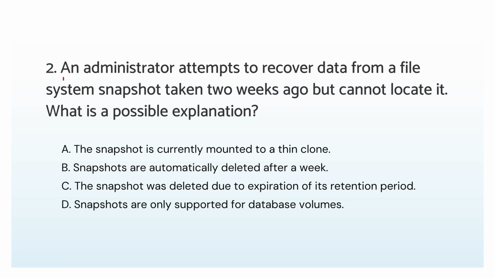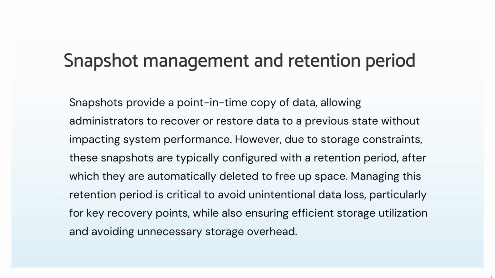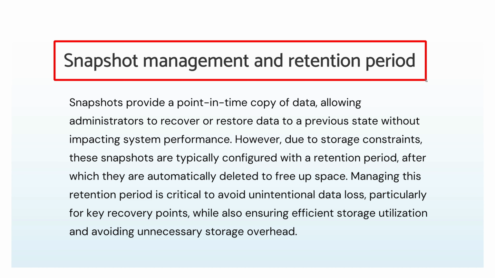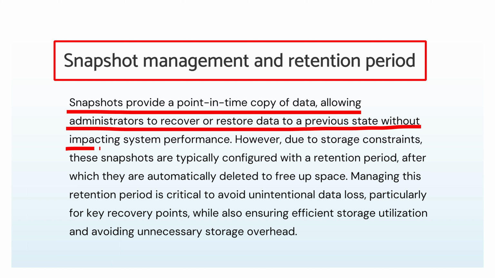Question 2. An administrator attempts to recover data from a file system snapshot taken 2 weeks ago but cannot locate it. What is a possible explanation? The knowledge points of this question are: snapshot management and retention period. Snapshots are like quick backups, but they don't last forever. After a set time, they get deleted automatically to free up space. This means you need to make sure important snapshots are saved or extended before they disappear.